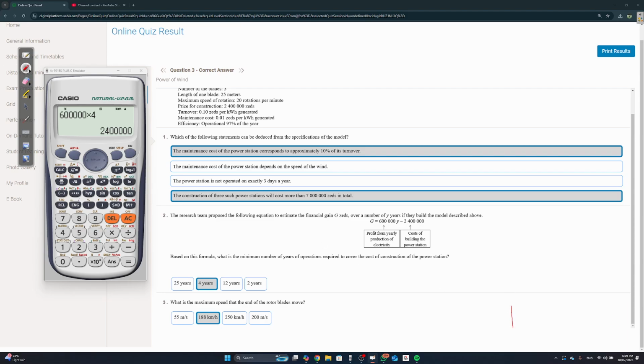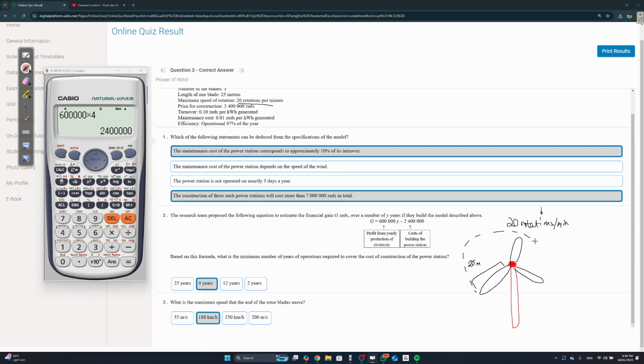Okay, I'll draw it better. You have this circle over here, and then you have blades 1, 2, 3. How much is the length of this? 25 meters, right? It's given here. And they're saying that its maximum speed is 20 rotations per minute. Is rotations a distance, is it a length? So what do I know? Do I know how much one rotation is? No, I don't.